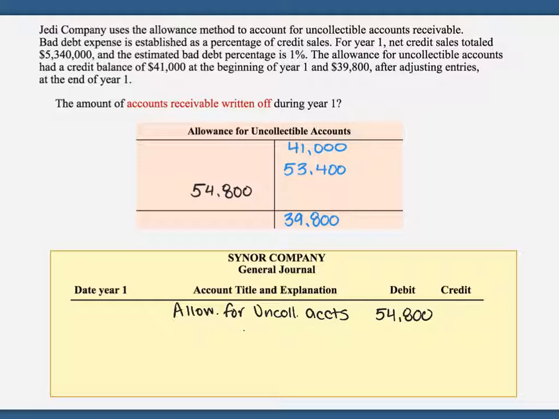And then we credit accounts receivable because these are now accounts that have been totally written off according to the problem. We know we're not going to be able to collect them, so we're just going to write them off accounts receivable. So it's a credit for the same amount, $54,800. And with that, that's how you solve one of these problems with the income statement approach for the allowance method.